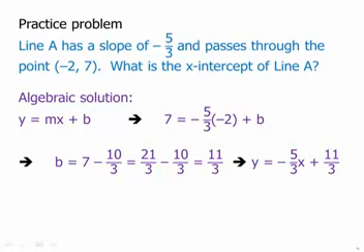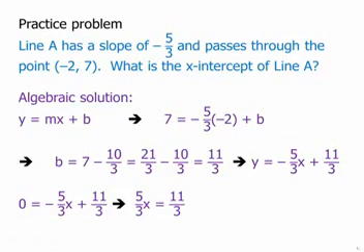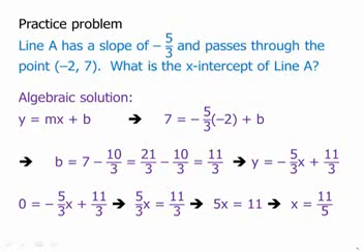Now, what we need to find is the x-intercept. Well, of course, the way we find the x-intercept of a line is to set y equal to 0 and solve for x. So multiply by 3, and we get an x-intercept of 11/5, or 2.2 as a decimal. So that is a completely algebraic way to solve the problem, and that's a perfectly correct way to solve the problem. That will get the answer.